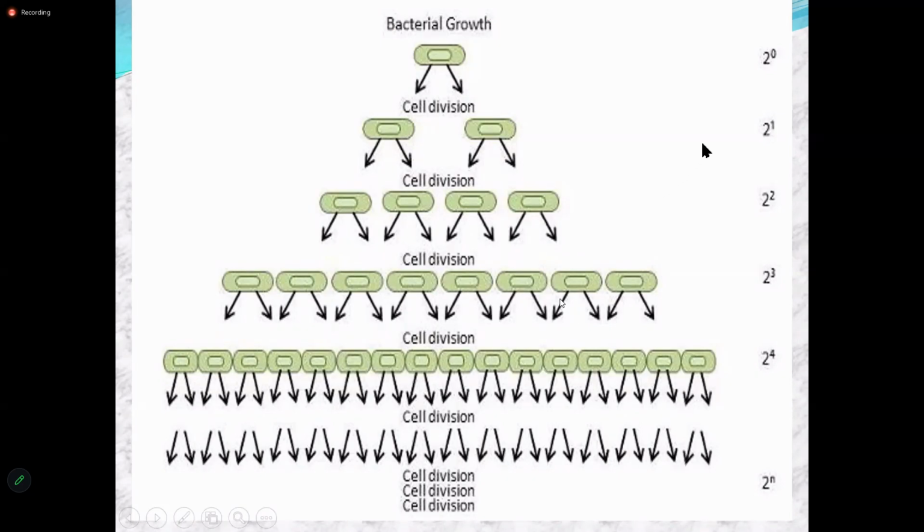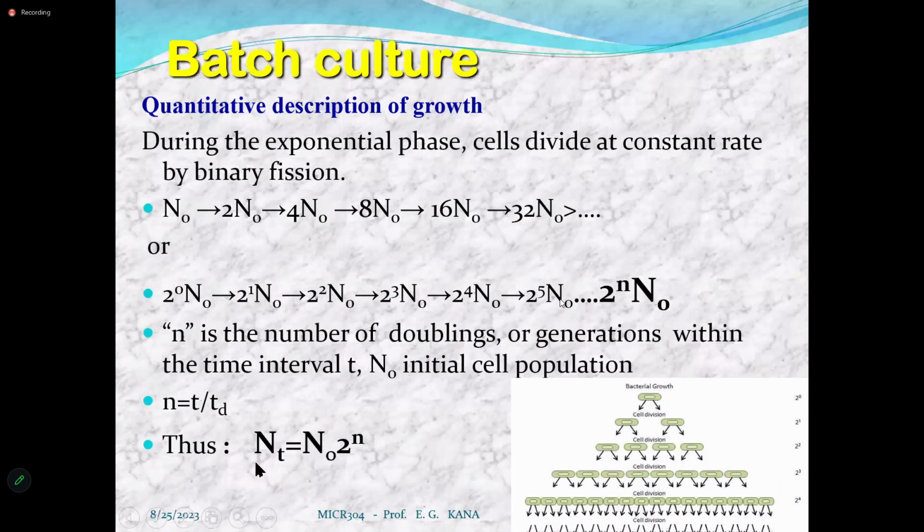That is, you go to 2 to the power of 0, 2 to the power of 1, 2 to the power of 2, 2 to the power of 3, 2 to the power of 4, and 2 to the power of n. Now, if you apply this concept, the number of cells in the reactor at time t, Nt, equals N0 multiplied by 2 to the power of n. n is what? The number of generations, or the number of doublings.